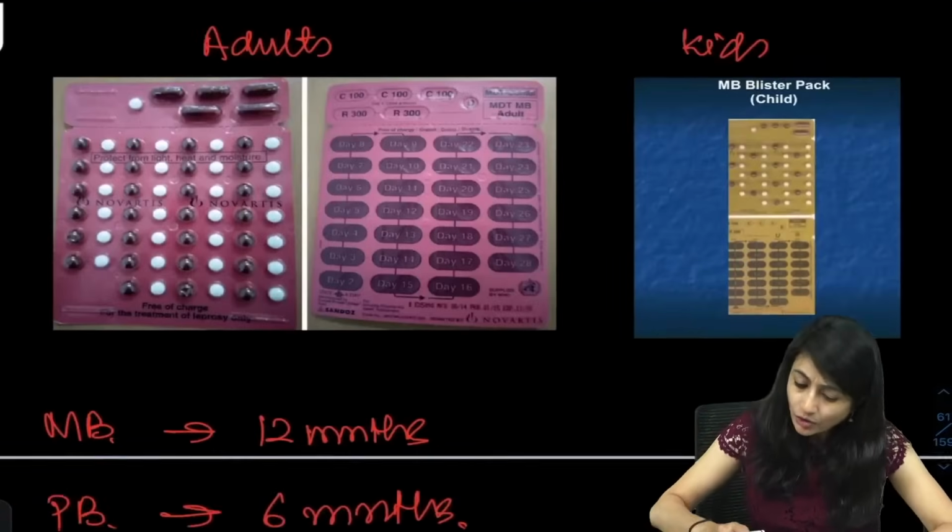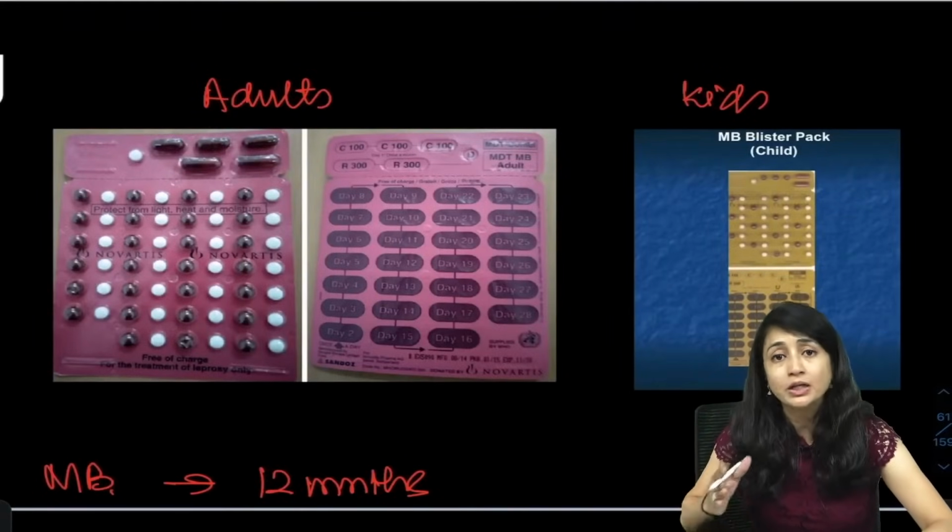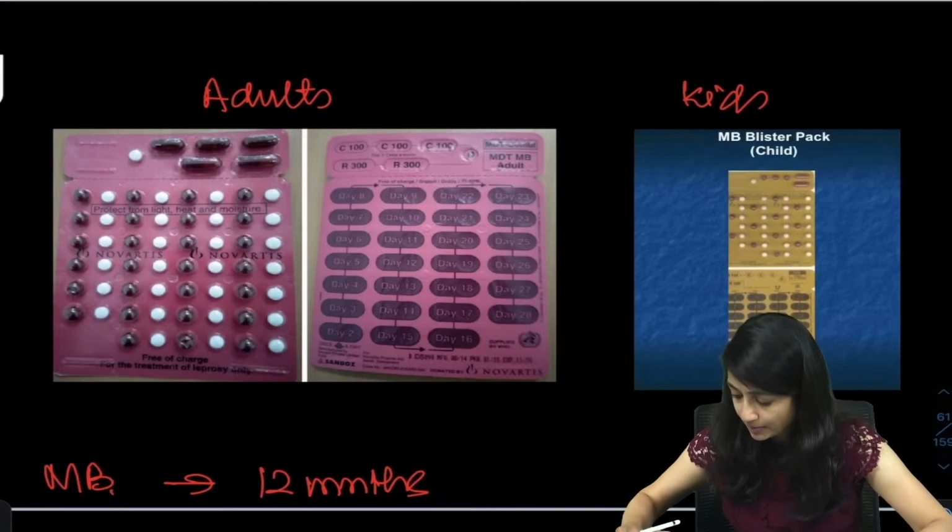So now we use this pink blister pack only, whether it is MB or PB. MB 12 months, PB 6 months. Please remember this, okay?